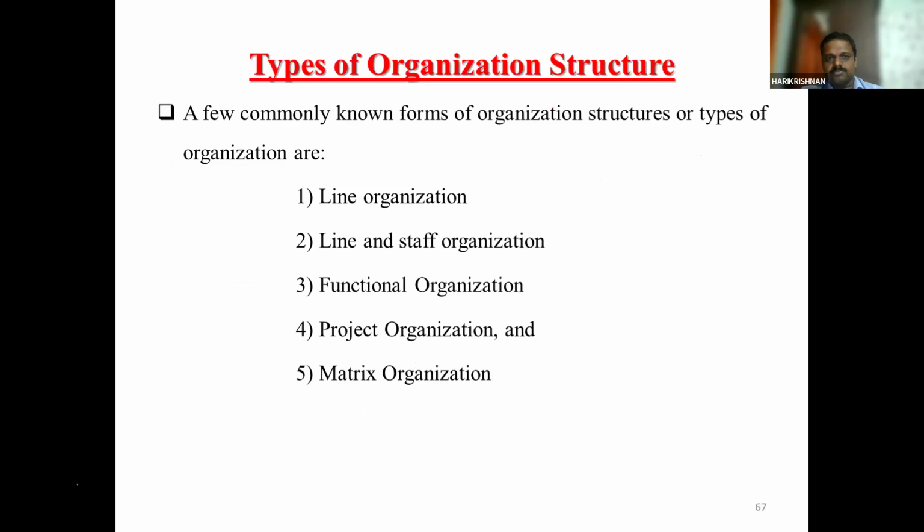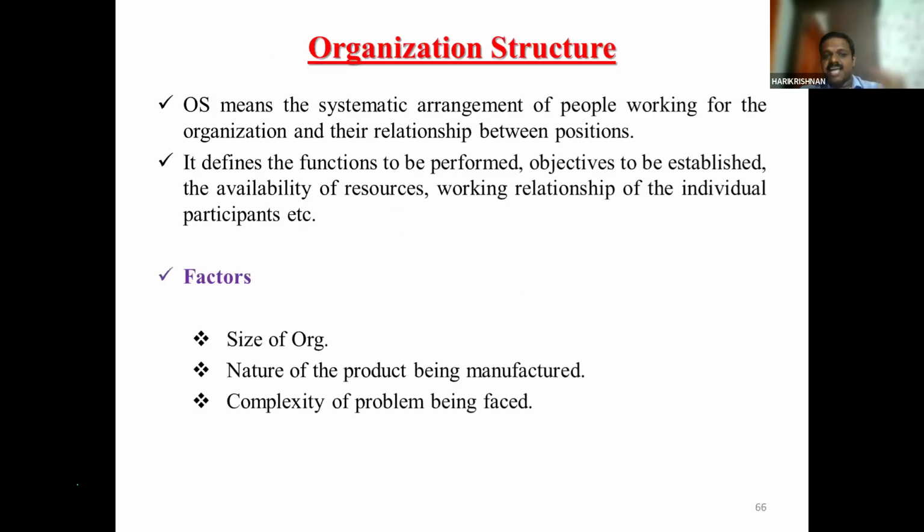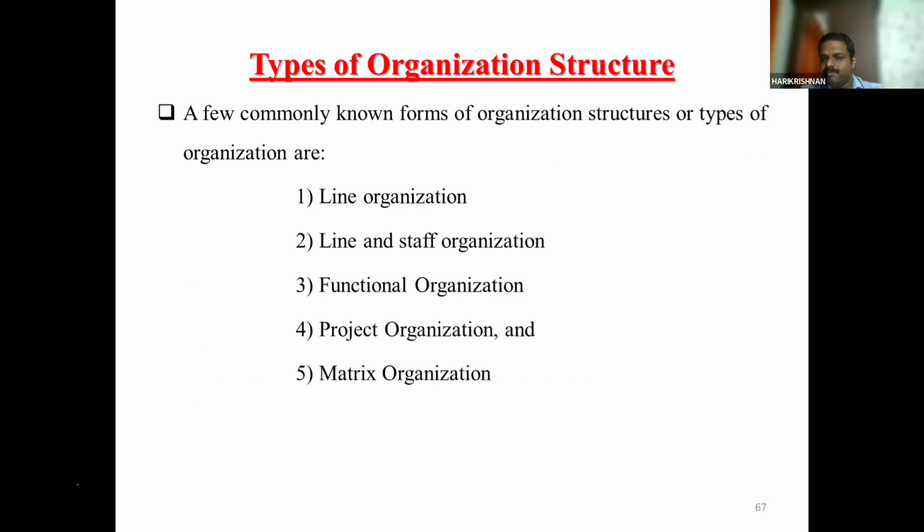So these are the basic things we say about organization. There are different types of organization. What is the importance of a structure? The structure of an organization depends upon the type of product produced, the size of the organization, nature of product being manufactured, and complexity of problem.